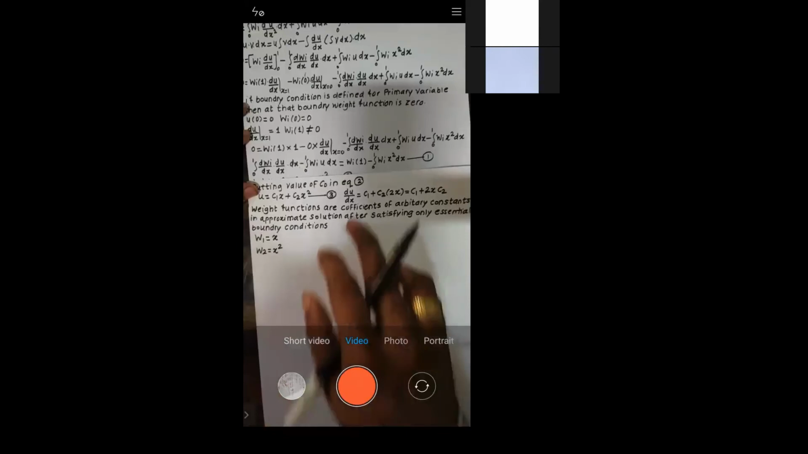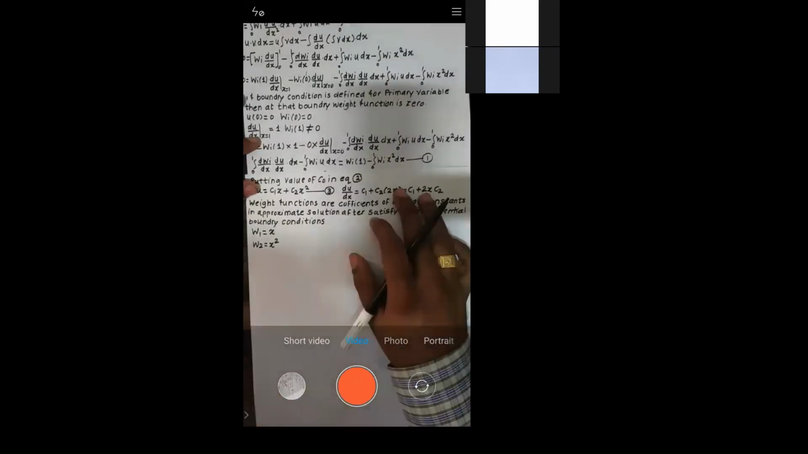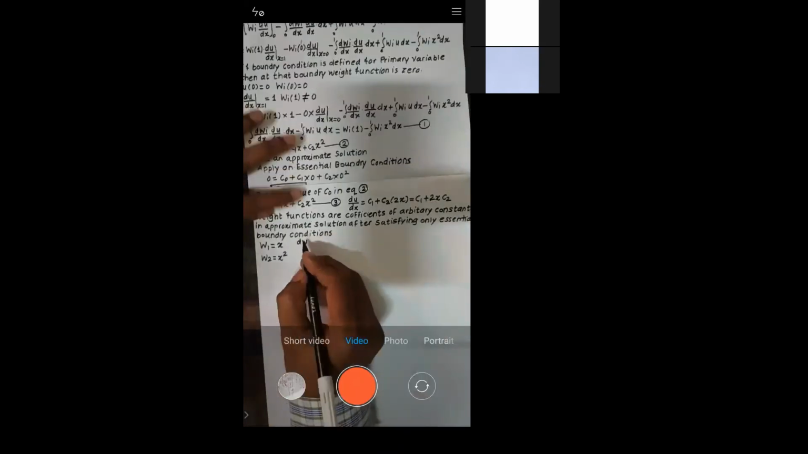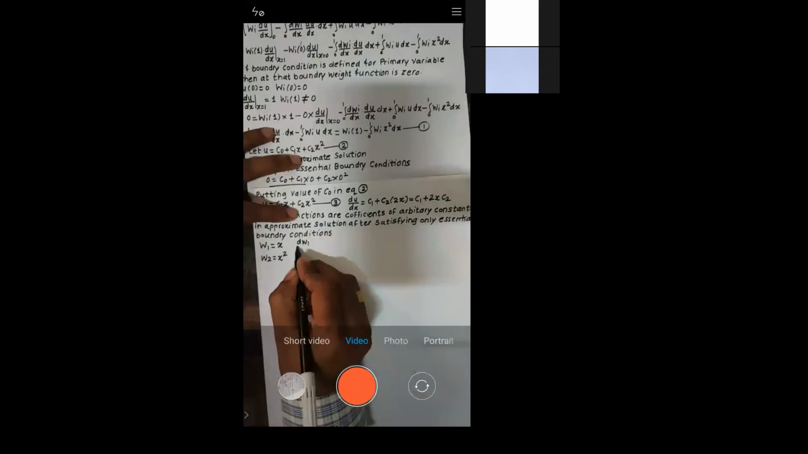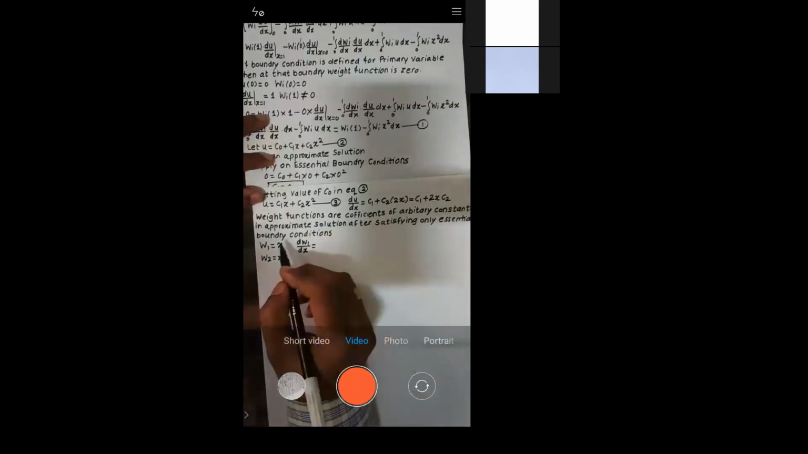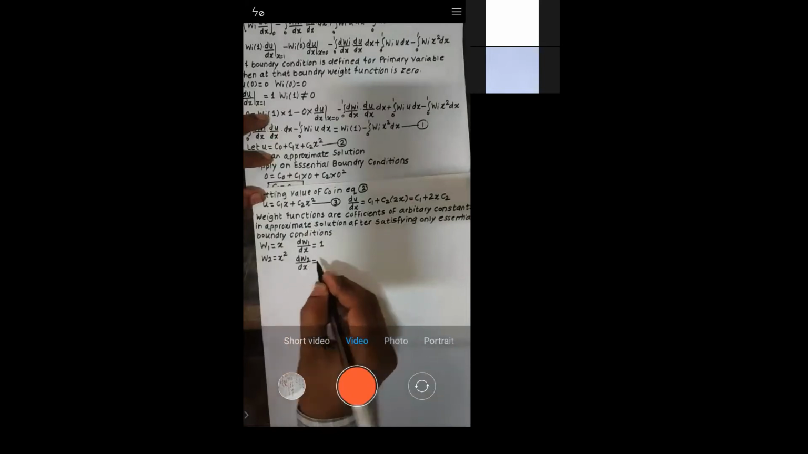Now let me know what is expected in this equation number 1. You require the derivative of the weight function. So what is the derivative of the first weight function with respect to x? It is 1. What is the derivative of the second weight function with respect to x? It is 2x.